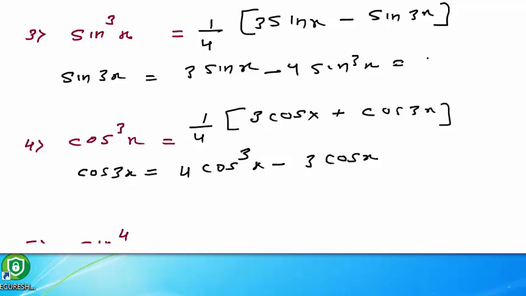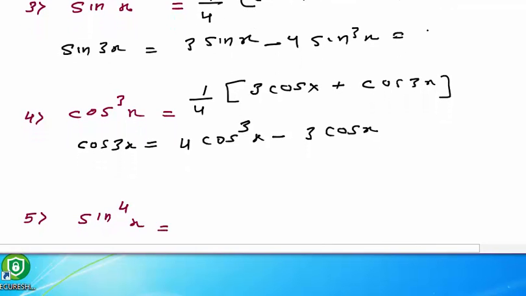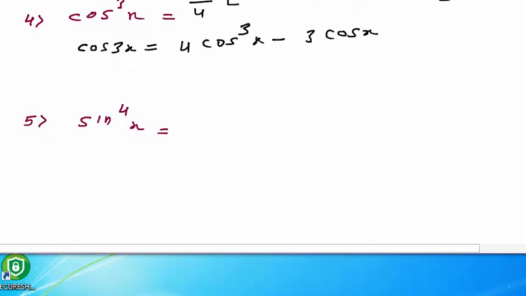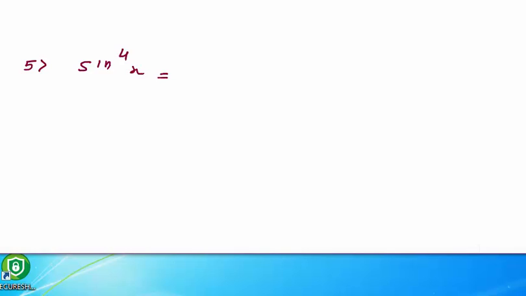Now if we have sin power 4x and cos power 4x, how do we get these values? There are two methods that we can use to find sin power 4x and cos power 4x. And I recommend that whenever you are asked to find the Laplace transform of sin power 4x or cos power 4x, better first derive the formula and then use the Laplace transform.